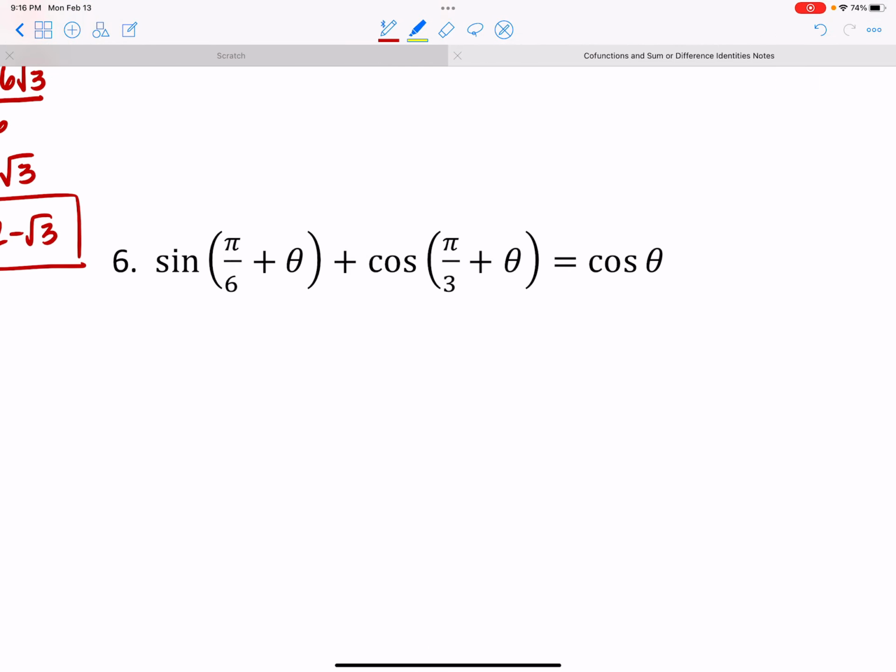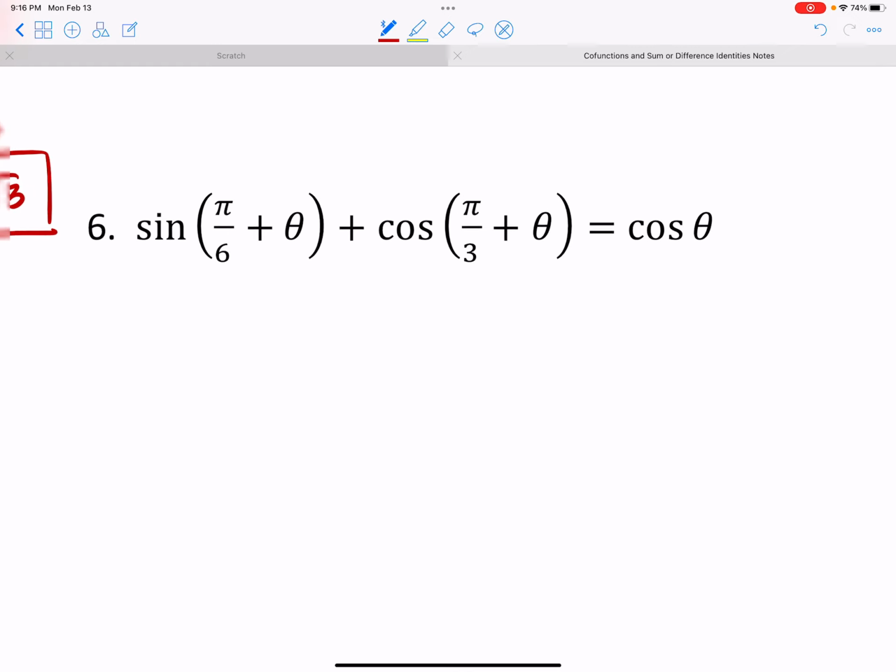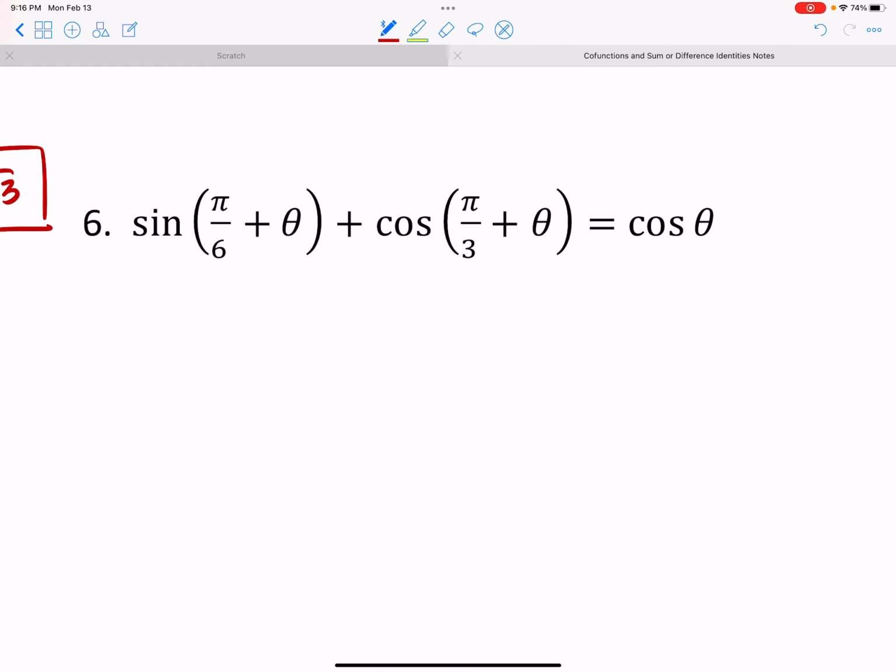This one looks much worse. Remember, when you're trying to verify, pick the side that looks like we can break down a little more, that looks a little more complicated. So I have the sine of a sum. So this first part here, I'm going to use my sine of a sum formula. So that's going to be the sine of pi over 6 cosine of theta, and then plus cosine of pi over 6 sine of theta.